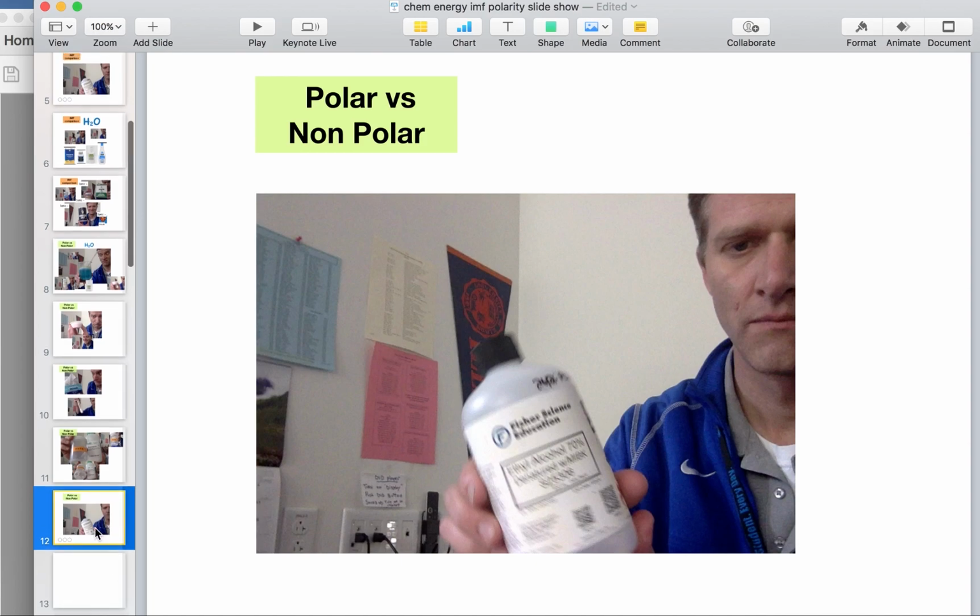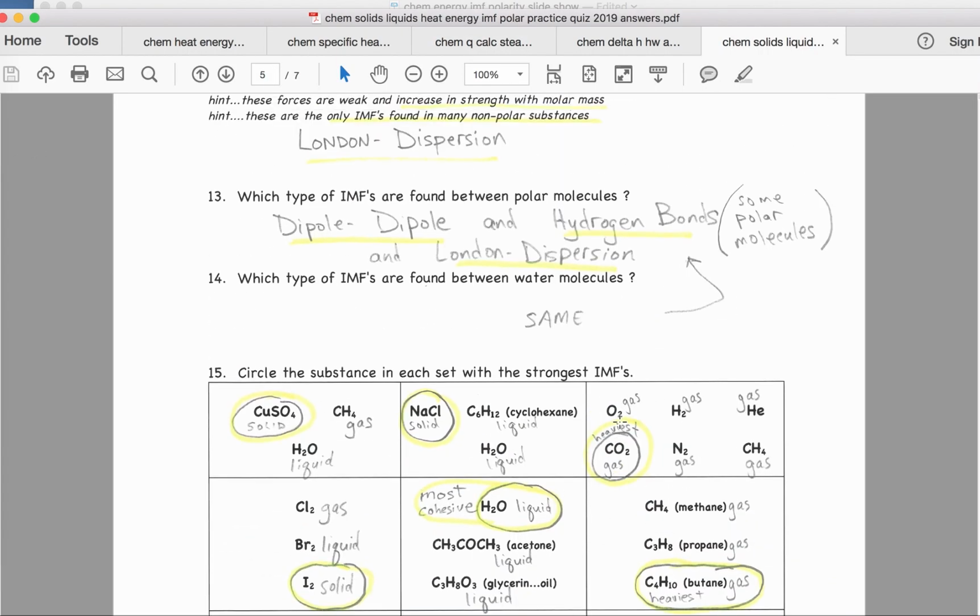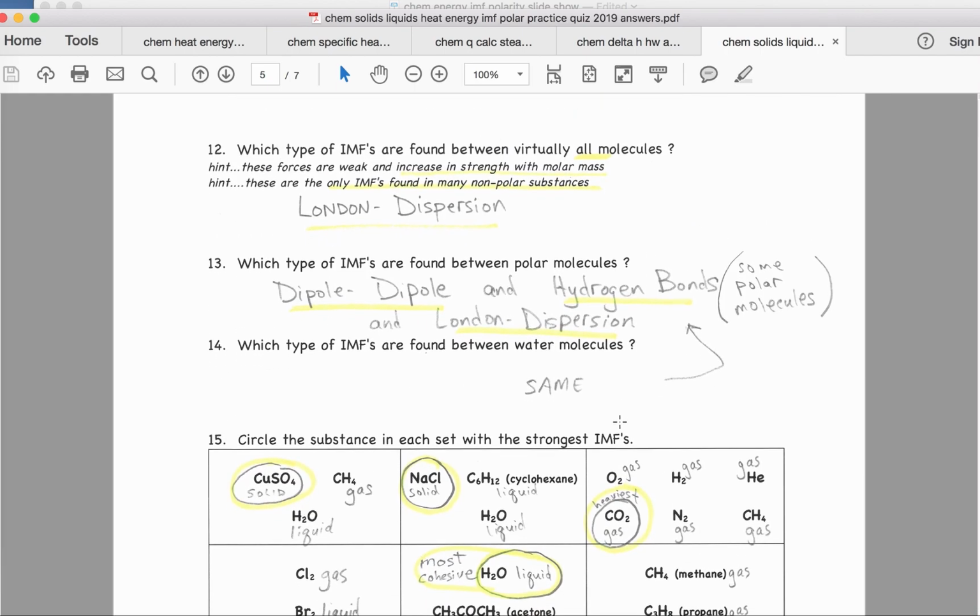Okay. Let's go back to the worksheet. So how does this show up on our quiz? All right, so once again, everything has London dispersion, but it's the only force in the nonpolar.